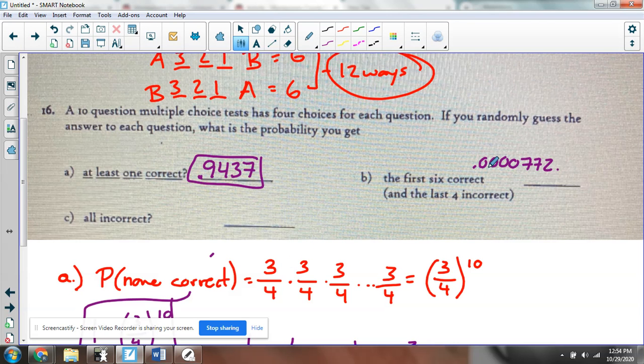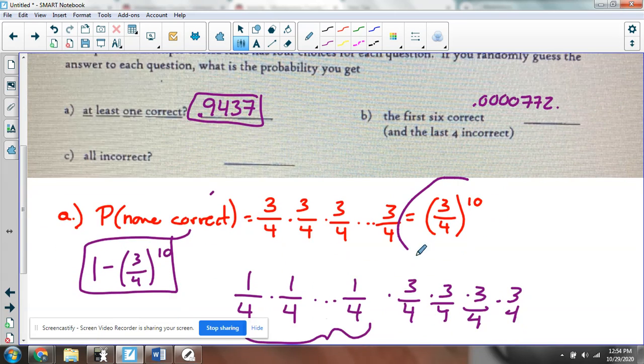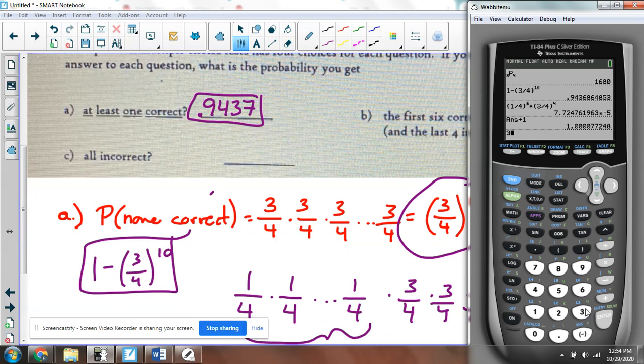Then it says all incorrect. Well, there's only one way to get all incorrect. That's just going to be, we found the first one, 3/4 to the 10th power. That's 0.05631.